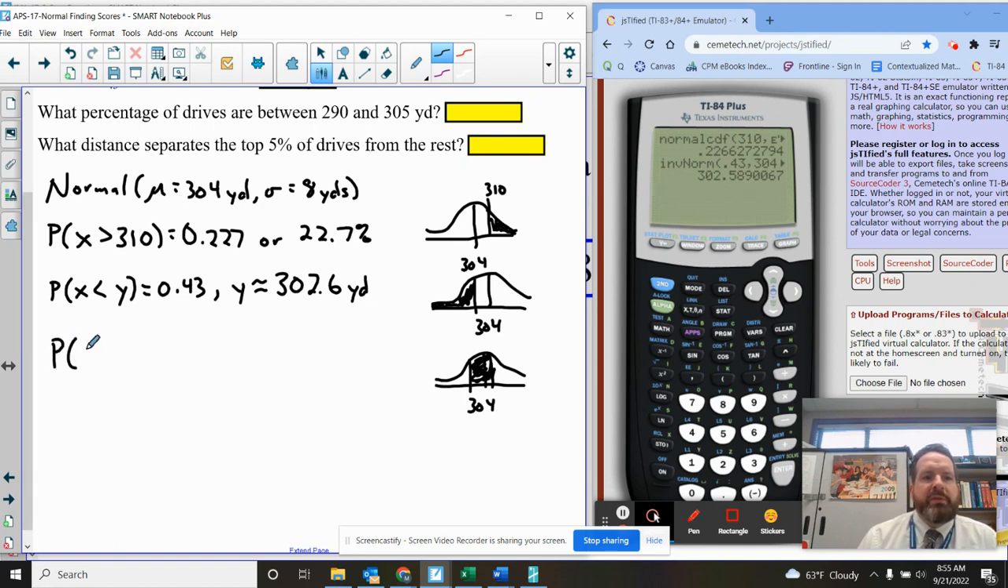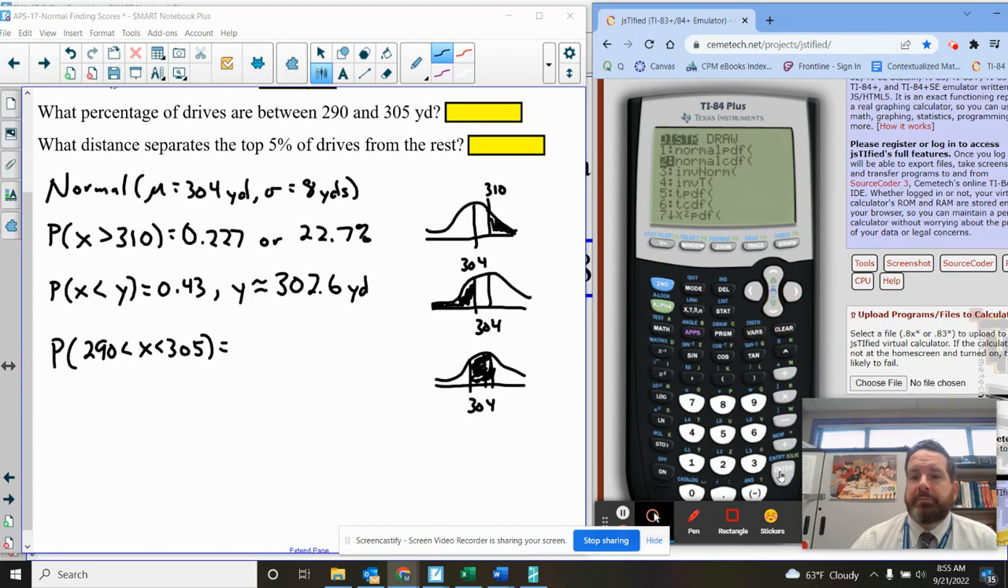So the proportion that are between 290 and 305, over to my normal CDF. I'm going to go from 290 to 305 with a mean and a standard deviation. All right, let's estimate it here. It's going to be a number that's not huge. The 290 is going to be a little low. I don't know. Let's see. We should be somewhere around, I don't know, 40 maybe? 50? Okay, that doesn't seem unreasonable.